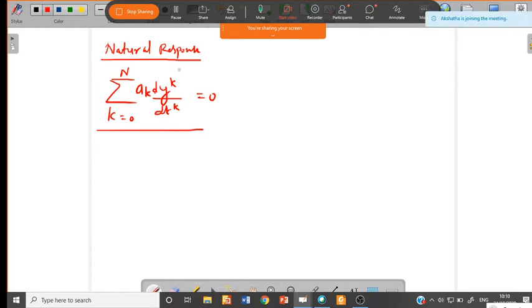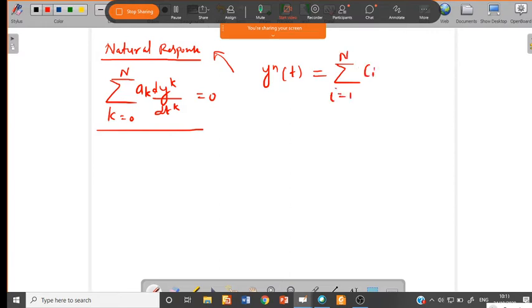Okay, so now if we take the solution for this, say for example if I express this in terms of a differential equation, what is the solution for this differential equation? Generally the natural response, the solution, in the general form will exist like this: summation i equal to 1 to n, ci into e power ri into t. You might have studied this in maths also, so it is in this form.